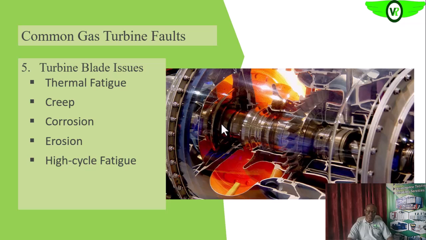Then high cycle fatigue. Since the blade is subjected to repeated high temperature all the time, that temperature fluctuating at that high level can result in fatigue that will eventually lead to blade failure or issues with the blade. Vibration too: if there is excessive vibration, it can lead to high cycle fatigue, which will eventually lead to your losing those blades.